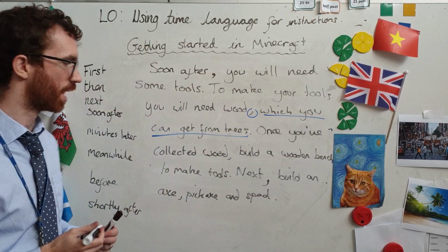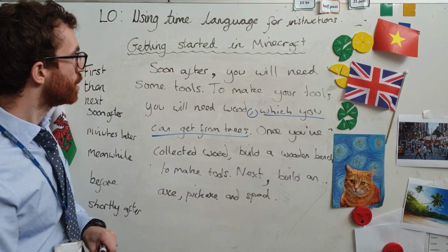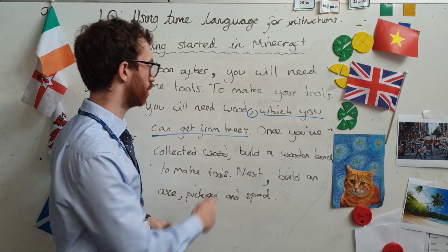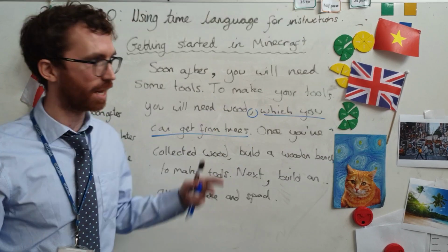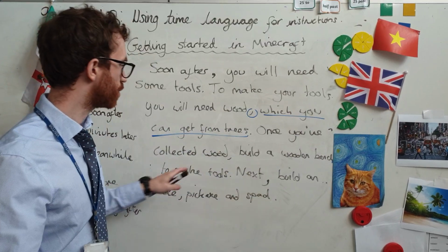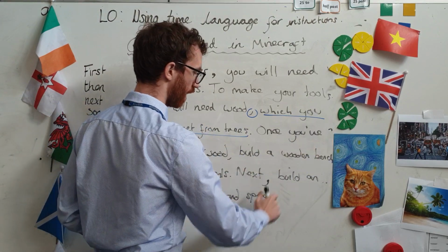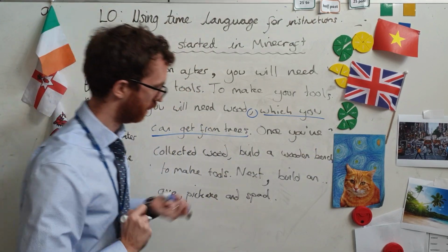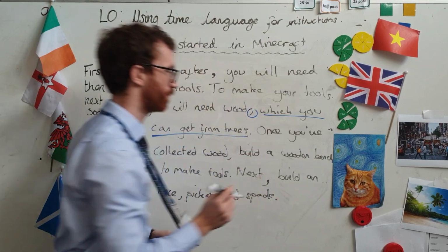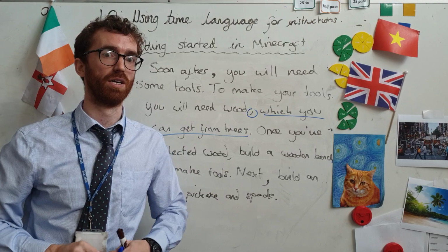Right, now, let me go back and check my writing. Soon after, you will need some tools. Okay, good. To make your tools, you will need wood, which you can get from trees. Excellent. Once you've collected wood, comma, build a wooden bench to make tools. Full stop. Next, build an axe, pickaxe, and spade. What is a spade? And spade, full stop. Brilliant. Once again, I found a mistake as I checked through my writing.